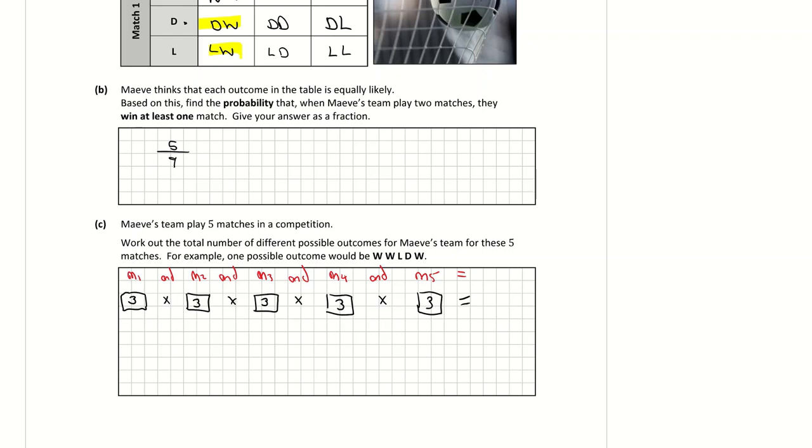So all I have to do basically is just multiply 3 by 3 by 3 by 3 by 3. So it's really using our fundamental principle of counting, if you remember back to that in your revision. But no need to mention that. And that's the same as 3 to the power of 5 if you want. And if I multiply out 3 to the power of 5, I get 243. So there's 243 different possible outcomes.